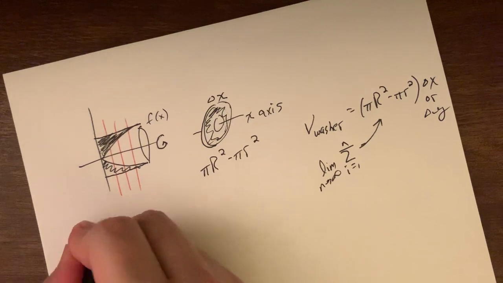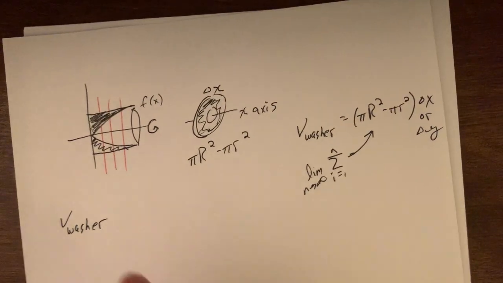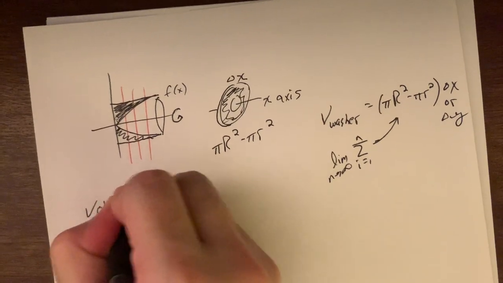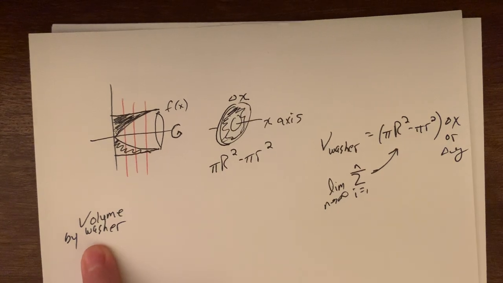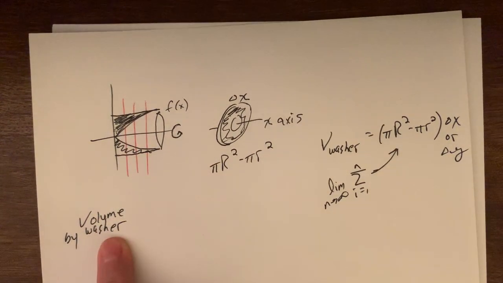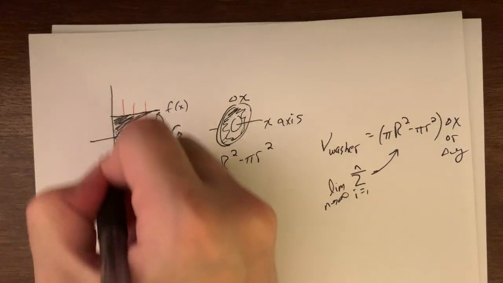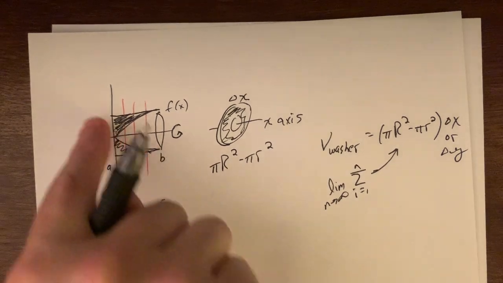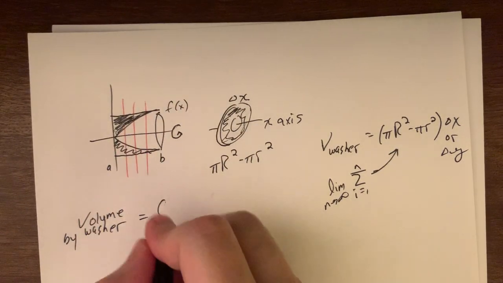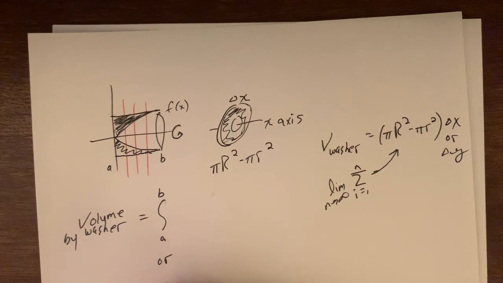So volume by washer, actually let me even write it out, so that we don't just look at one washer, we're looking at the whole figure. The volume of this figure by the washer technique will equal, we'll still have the definite integral, and in this one with this x setup, we'd still have a to b, the leftmost x to the rightmost x. And in an up-down situation, we'll just use c to d.